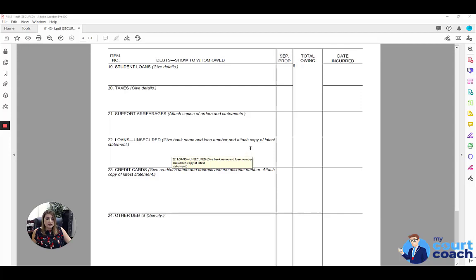Any unsecured loans, it could be a loan from a friend. It could just be a loan that is, as it says, unsecured, but through a bank. Whatever it is, describe it here. And if you have any documentation verifying that, then please attach it.